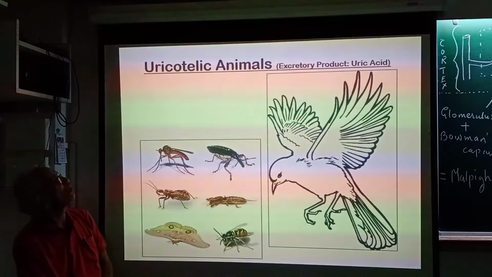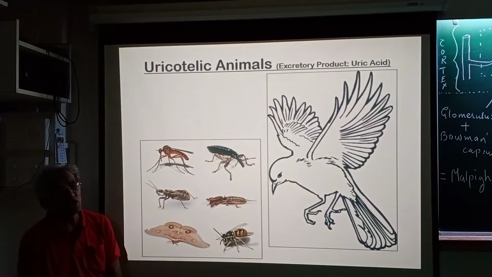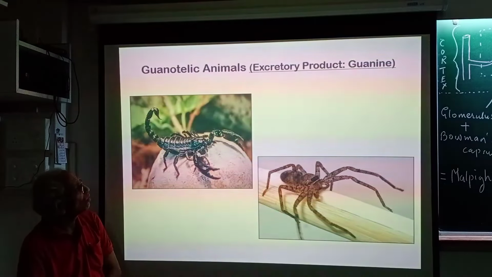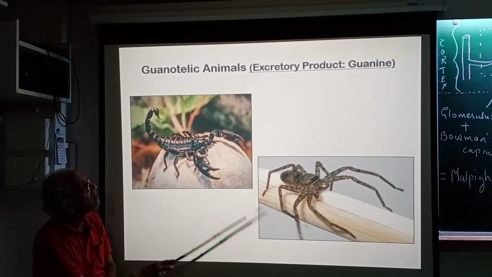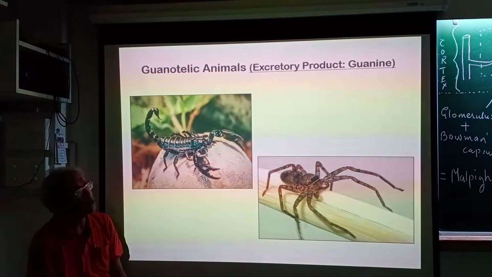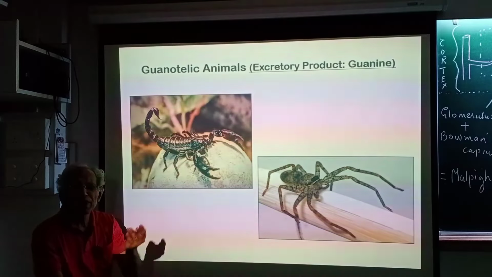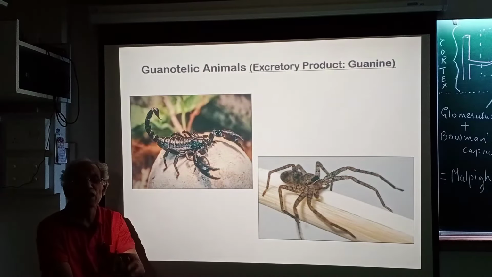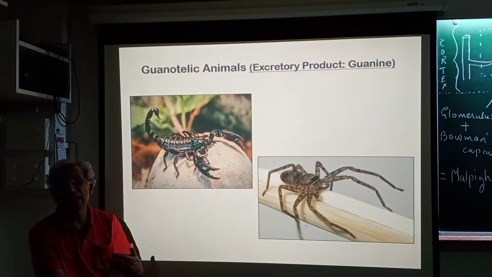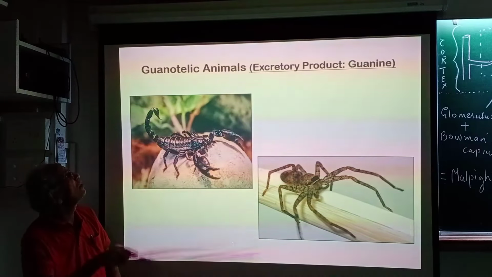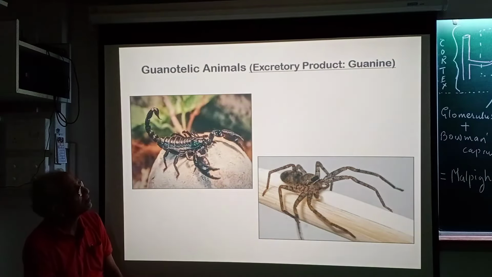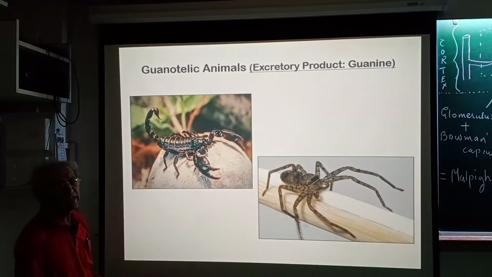That's about uricotelic animals. Then you have guanotelism. You know, the scorpions and the spiders, the excretory product is guanine. Urea, uric acid, guanine, they are all nitrogen based. And you know, it is nitrogenous excretion that is going on. These are guanotelic animals. I think we have very few slides left now.